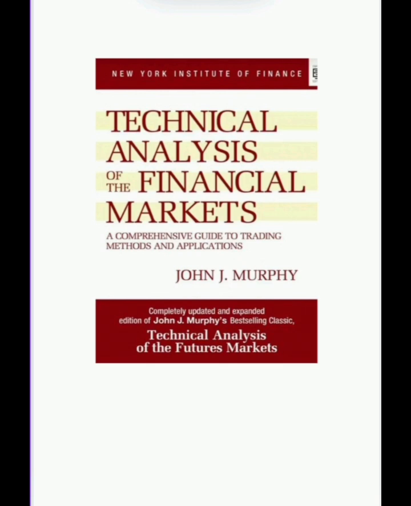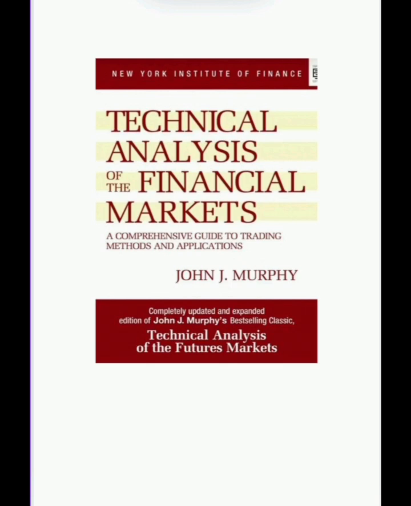Morphy. This chapter covers one of the most widely used tools in technical analysis, Fibonacci numbers and the golden ratio. Chapter 21, Fibonacci numbers and the golden ratio. Welcome to Chapter 21 of Technical Analysis of the Financial Markets. In this lesson, we dive into the world of Fibonacci numbers, ratios, and how they help traders predict price movements, retracements, and targets. Let's explore the magic behind the math.